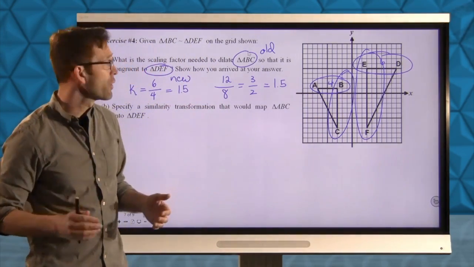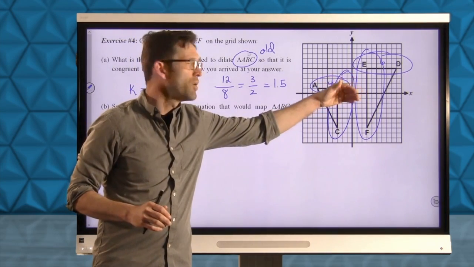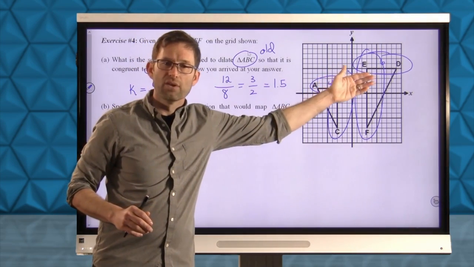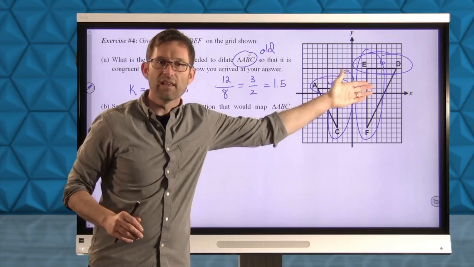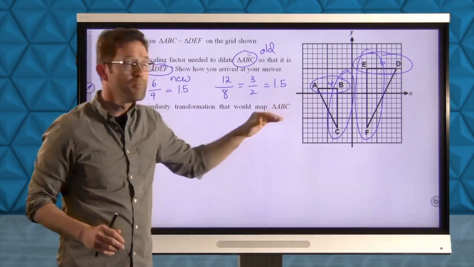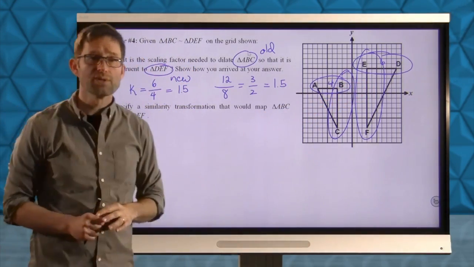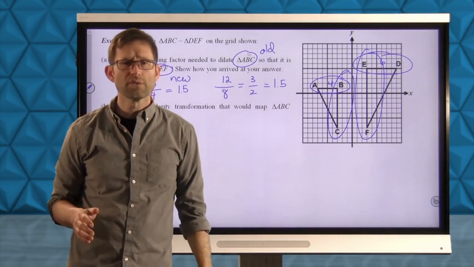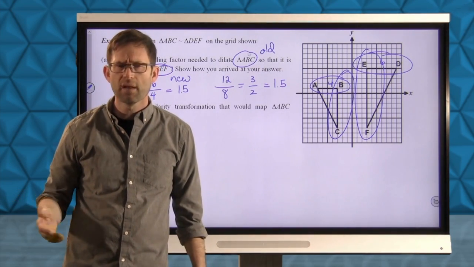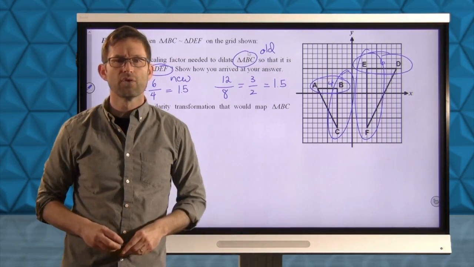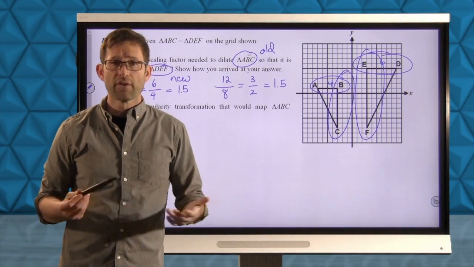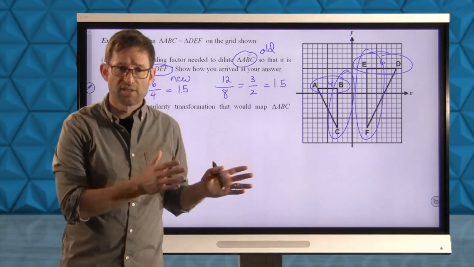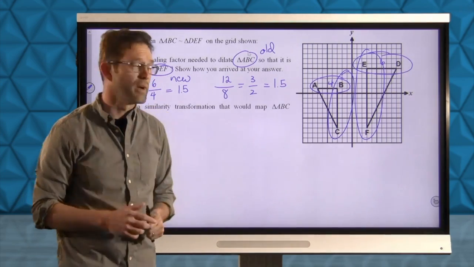If we were going the other way around, by the way, if they had said, what dilation constant would you have to use to make DEF congruent to ABC, then both of these fractions would be reversed and we'd get a dilation factor of 2/3 or 0.666 repeated, 0.67 if you rounded it to a reasonable amount. Remember that direction matters because are we taking a smaller object and making it larger or vice versa?